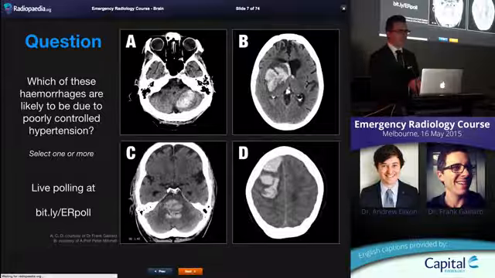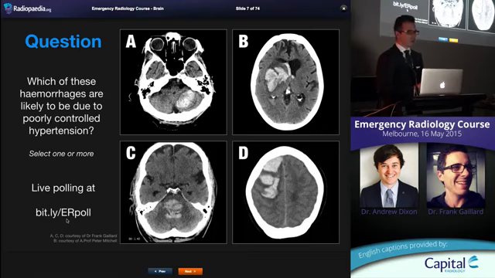So let's start first off with a poll. If you've lost your browser place, that's the link to it. It is case sensitive, so you need capital E and capital R. So which of these 4 hemorrhages is likely to be due to poorly contained, controlled hypertension? And you can pick as many as you like. Go nuts.